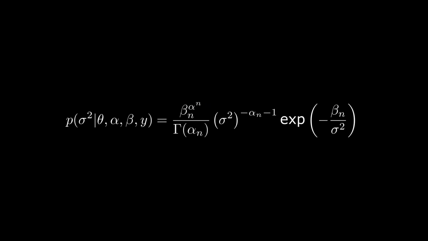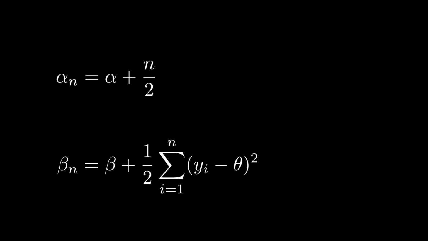We can normalize to a density that integrates to 1 by applying known results of the gamma function. The new value for the shape parameter is the prior value plus half the sample size. The new value for the scale parameter is the prior value plus half the sum of the squared deviations from the mean. This is all the information we need to interpret the prior hyperparameters.